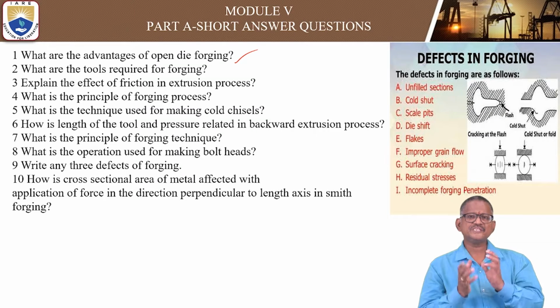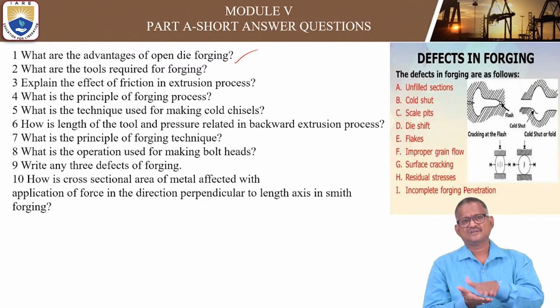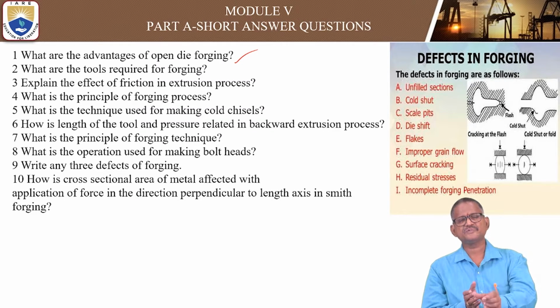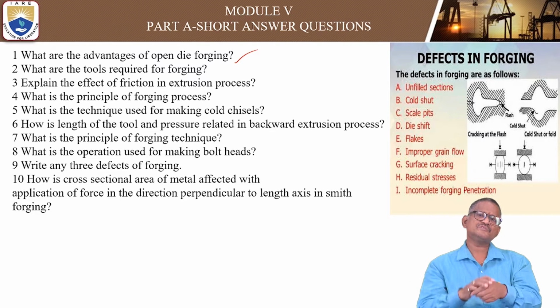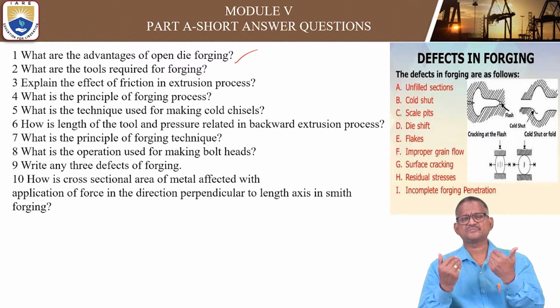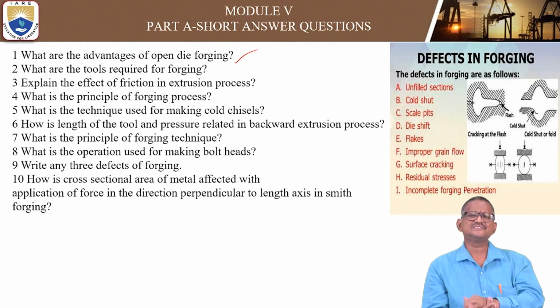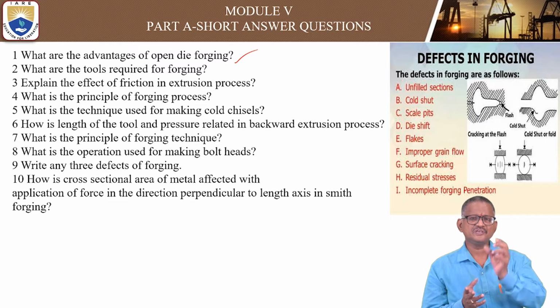And what is the principle of a forging technique? The main principle involved is this: if it is hot forging, you heat the metal to the required temperature or above. That raw material you keep on the anvil, and by applying pressure with the help of hammers or presses, any type of machine, you change the shape and size of the component. Similarly, you can see the bolt heads also.